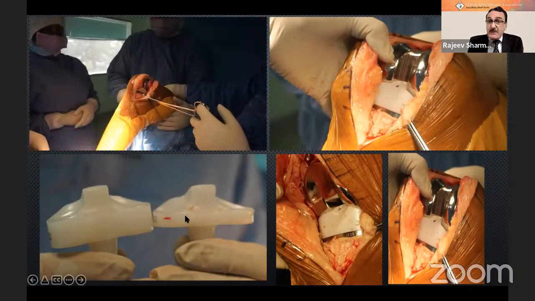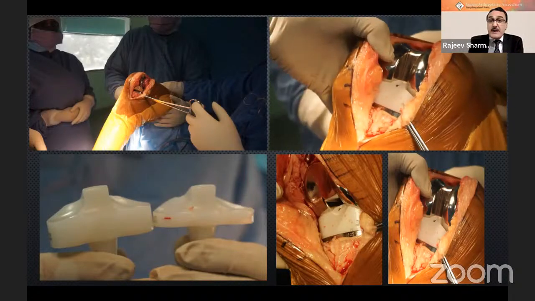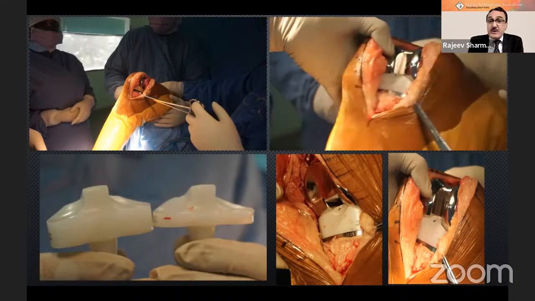We used primarily a 10 millimeter poly, and finally we could get away with just changing the poly itself, because we could achieve the stability just by increasing the height of the poly by 7 millimeter. We used a 17 millimeter poly, and you can see here that the joint looks stable.